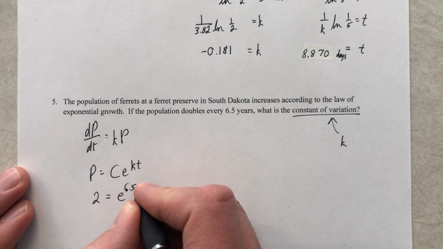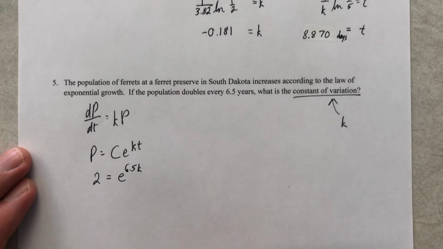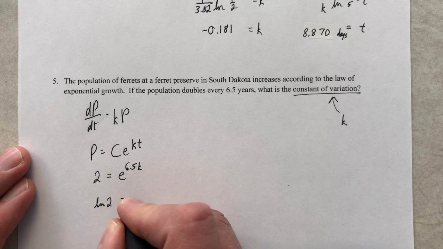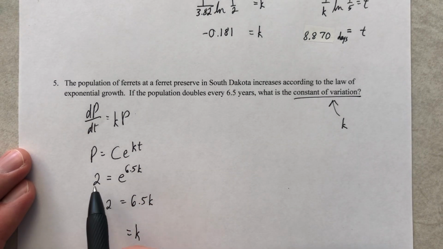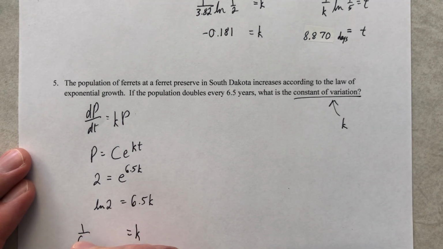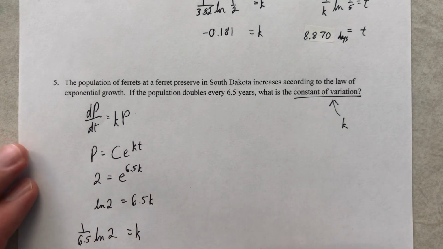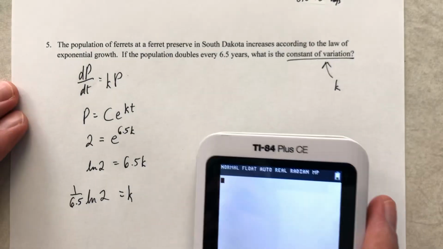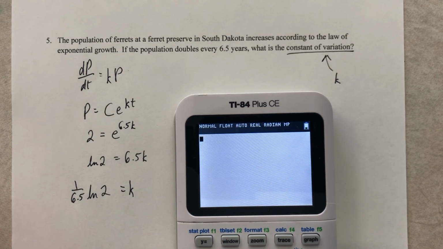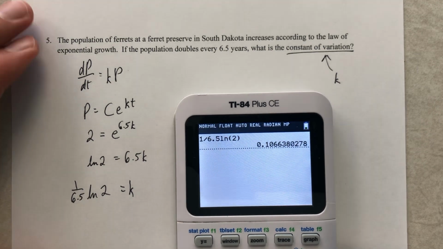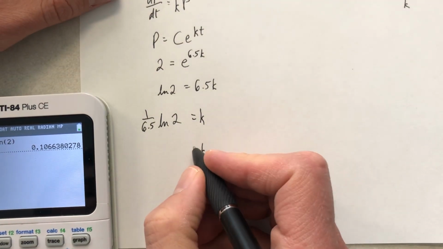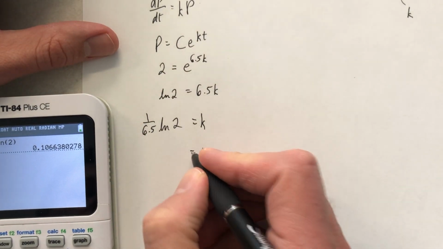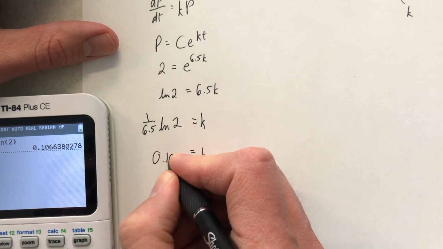So 6.5k, and we'll just solve it the way we've been doing the other one. So the natural log of 2 equals 6.5k. You eventually get the hang of these to the point where you could say, oh, natural log of this divided by that. So 1 over 6.5 natural log of 2, and we'll find out what it is. I have no idea. Hopefully I'll type the right thing this time. Natural log of 2. And the constant of variation in this case is applicable here and applicable up at the top with the differential equation, 0.107.